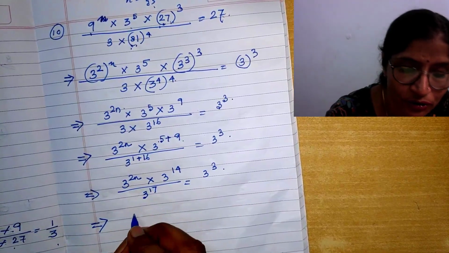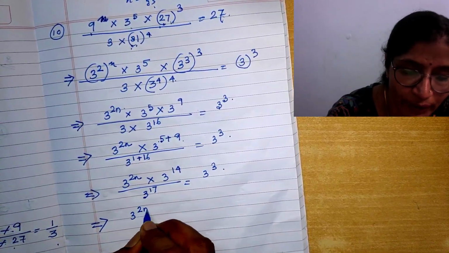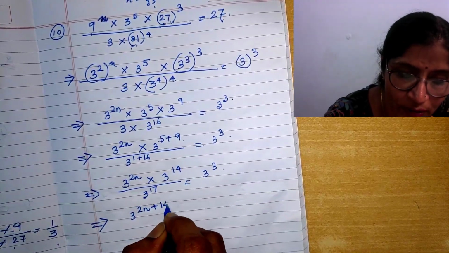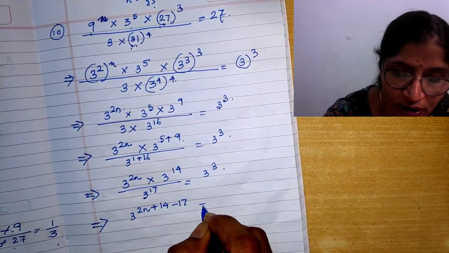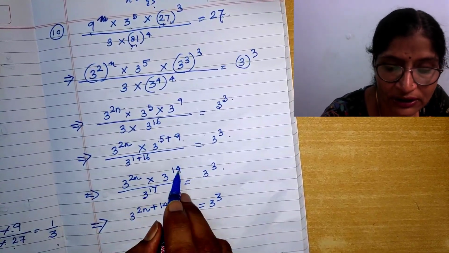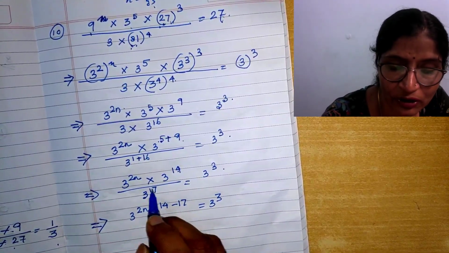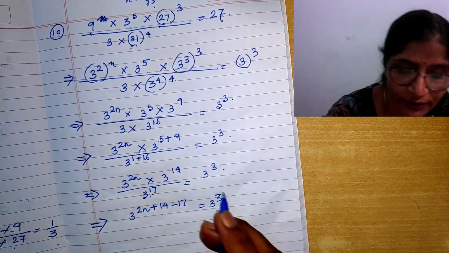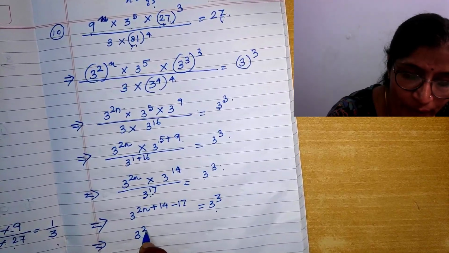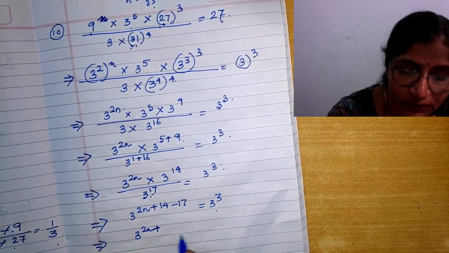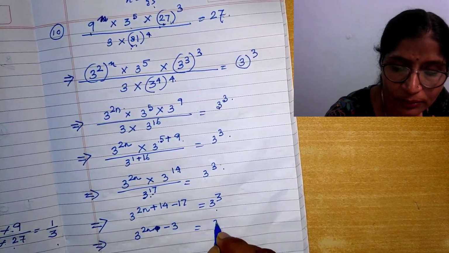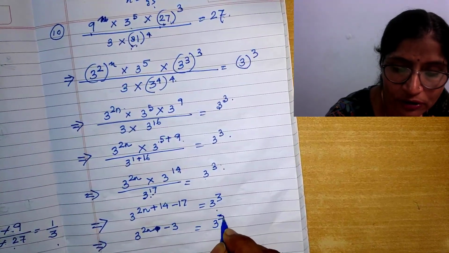That is 3 to the power 2n plus 14 minus 17 is equal to 3 to the power 3. The powers are added, and this one will be subtracted because it is in the division part. So that is 3 to the power 2n minus 3 is equal to 3 to the power 3.